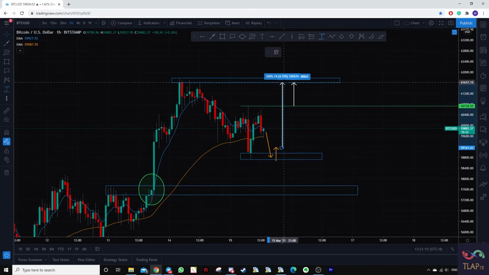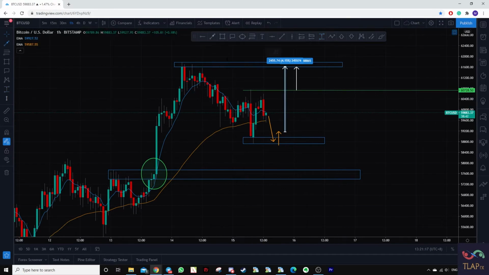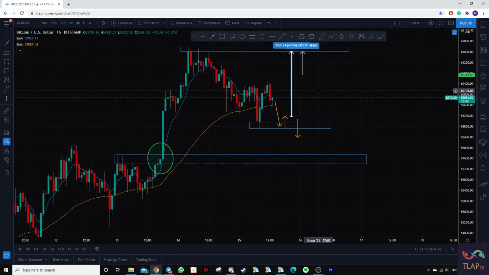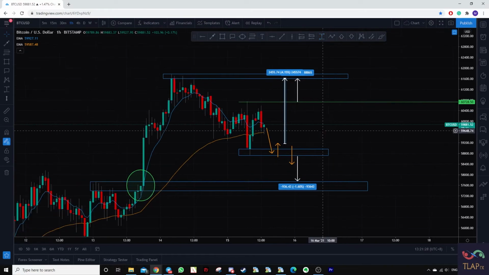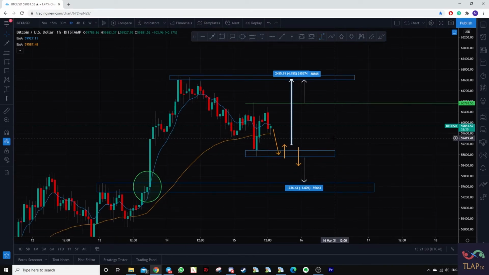over here. And if we see a breakdown from here, we have a move towards the previous support level at 57,500. So see, we can capture small movements like this, and the most ideal situation over here would be creating a double bottom over here.